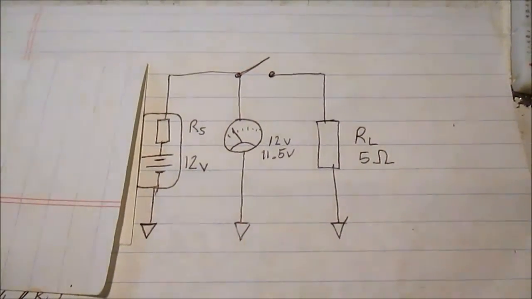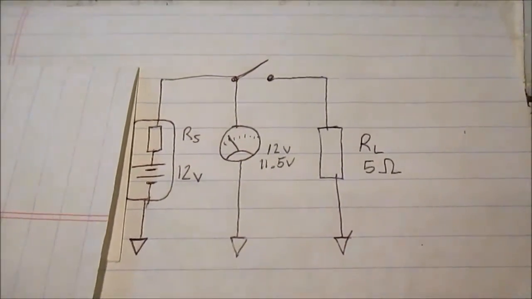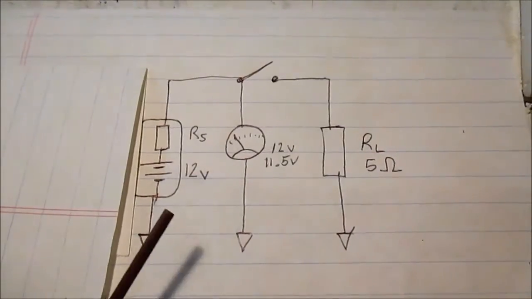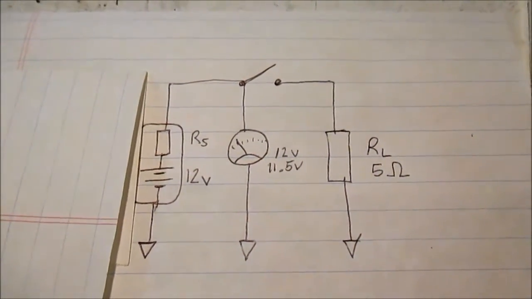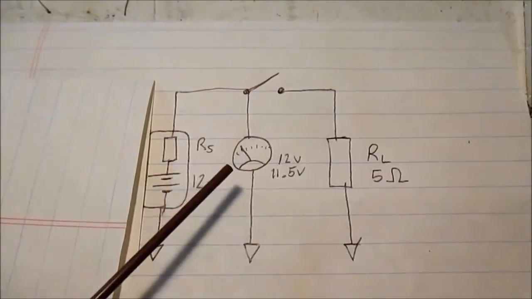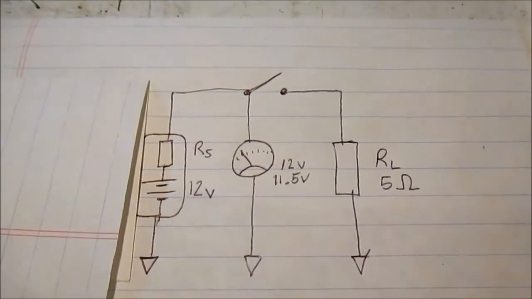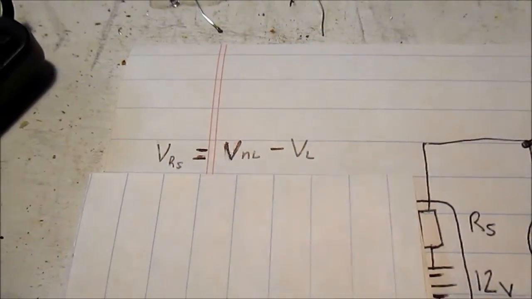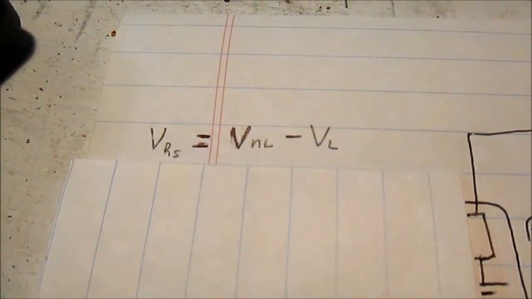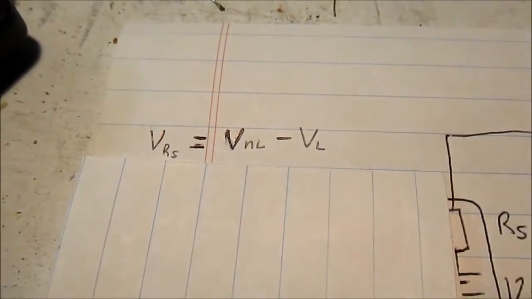Well, it's time to apply a little bit of Ohm's Law. Well, we have some voltages and we have a resistance. We need to know current, and we need to know the difference in voltage, loaded and unloaded. Okay, well, first we just take the unloaded voltage minus the loaded voltage.